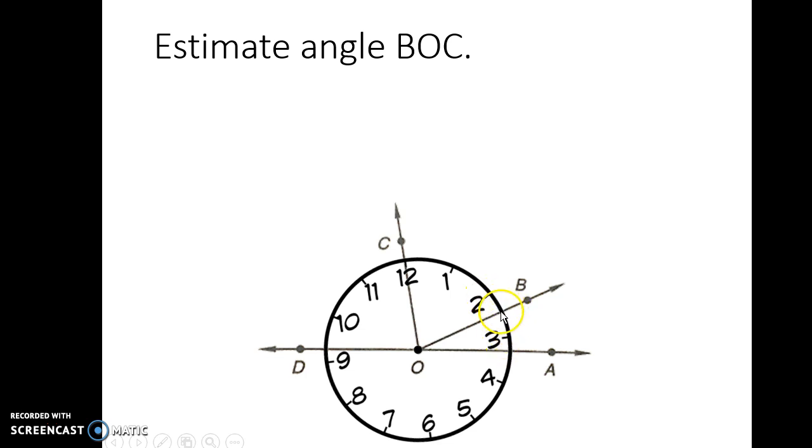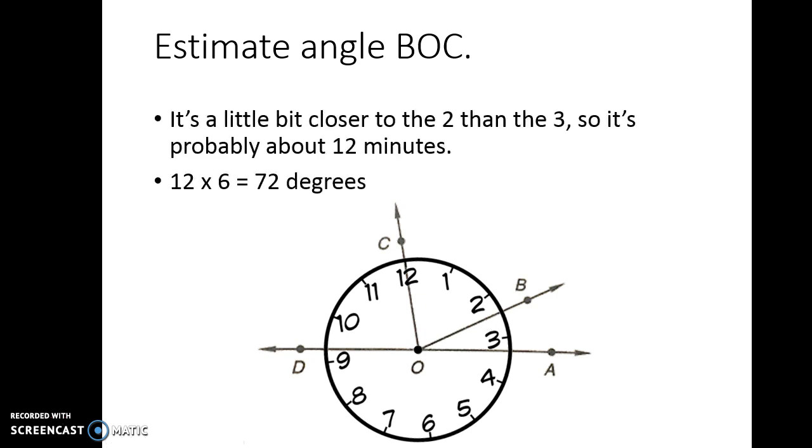To me, it looks like it's a little bit closer to 2. So I would estimate that this would be about 12 minutes. Now, I might be off by a minute or half a minute or something like that. That's okay. We're just estimating, so we're just trying to get close. So for this angle, I would estimate that it's about 12 minutes times 6 degrees per minute, or 72 degrees.